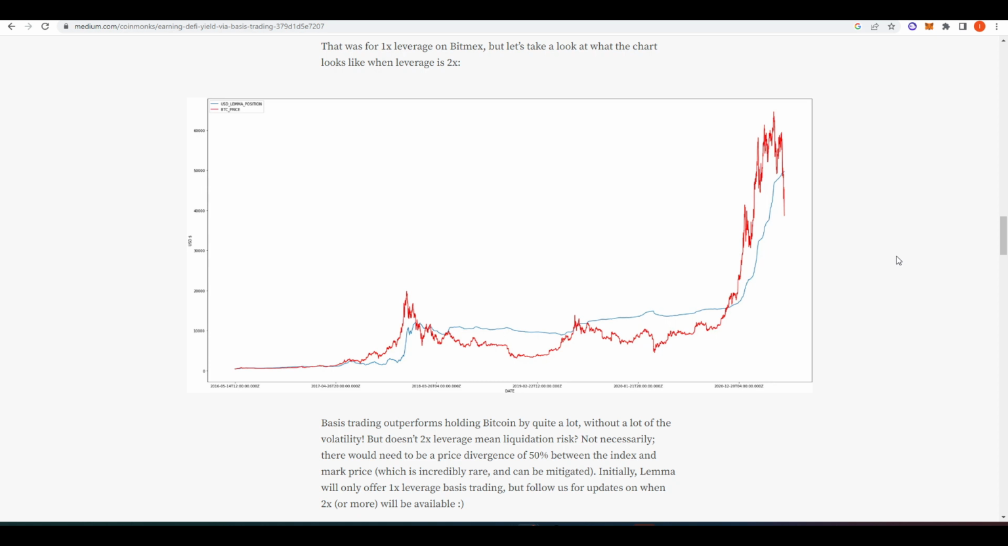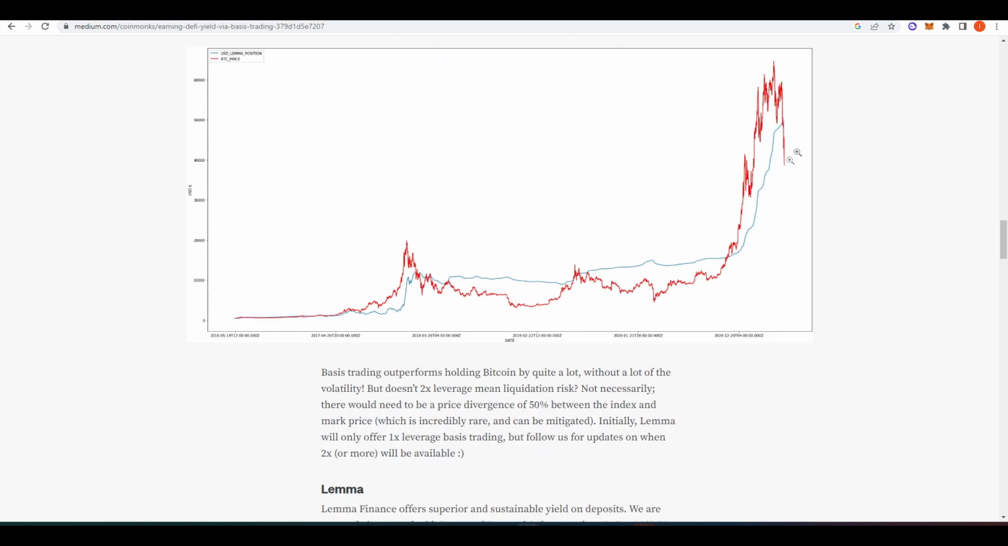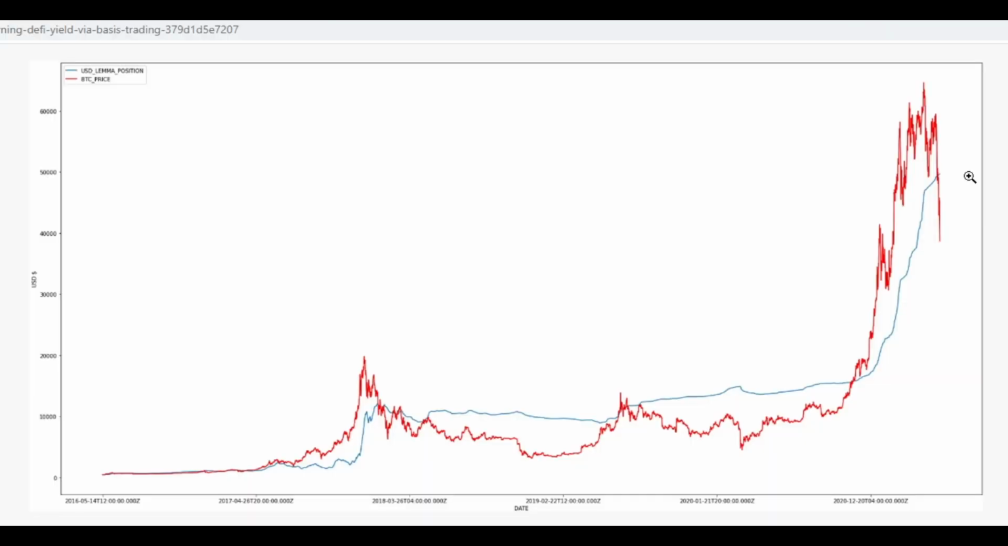But your 2x leverage strategy would be to hold entirely Bitcoin. So you'd hold $100 worth of Bitcoin and then short $100 worth of Bitcoin perpetual futures contracts as well. As you can see here, it's outperformed Bitcoin since the start here, which is in early 2016.